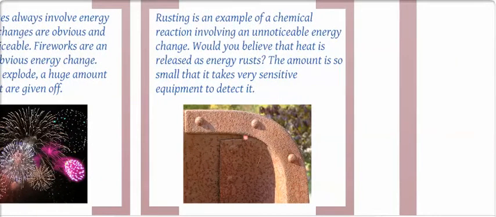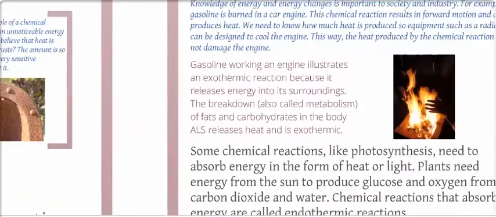Rusting is an example of a chemical reaction involving an unnoticeable energy change. Would you believe that heat is actually released as iron rusts? The amount is so small that it takes very sensitive equipment to detect it.